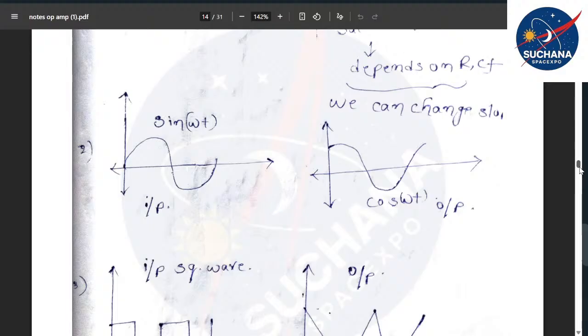Not only with bipolar junction transistors, but also with the help of MOSFETs and JFETs, op-amps can be constructed. So op-amps are not only made with BJTs, they are also constructed with MOSFETs or JFETs, which are field effect transistors: MOSFET and JFET, junction field effect transistor.